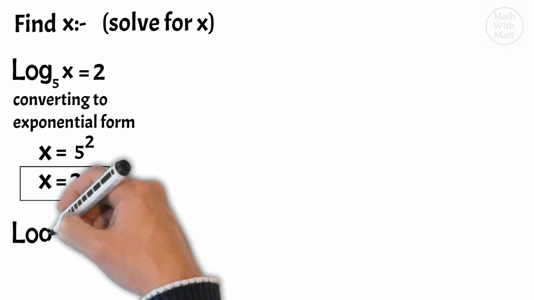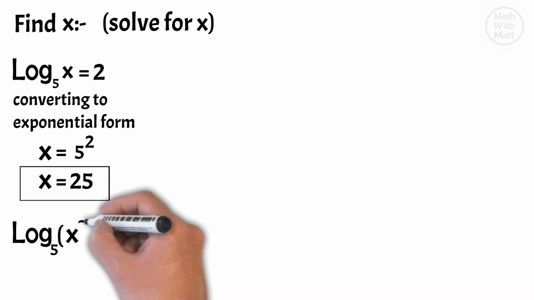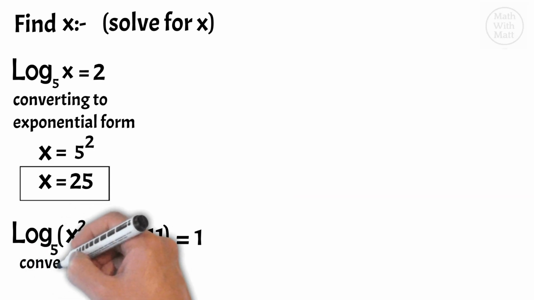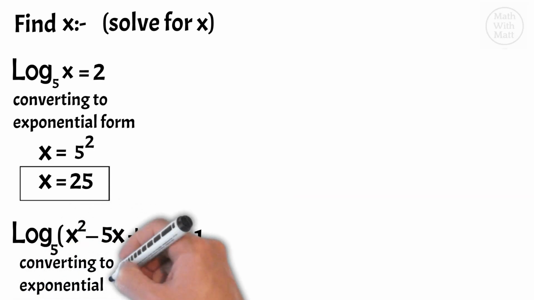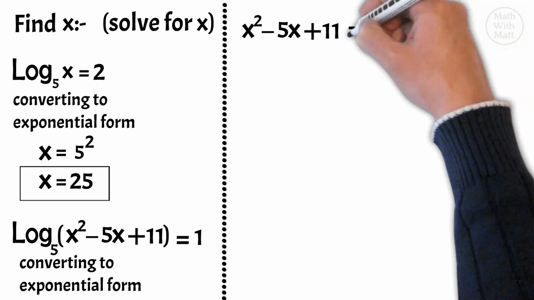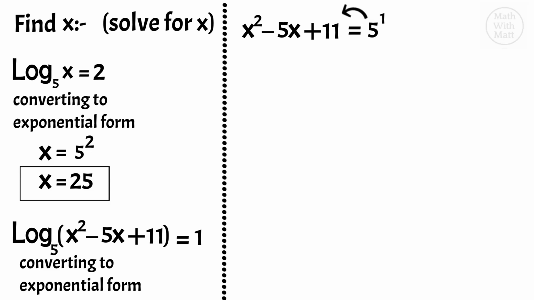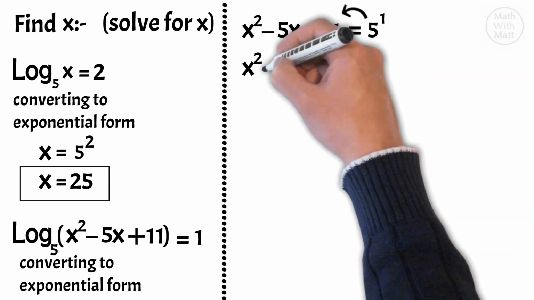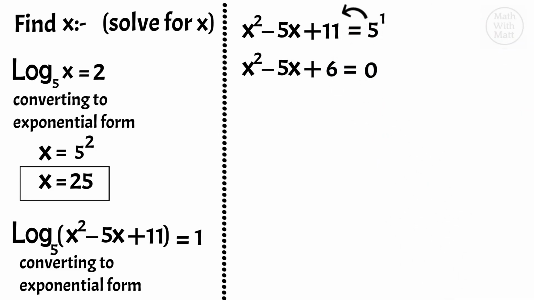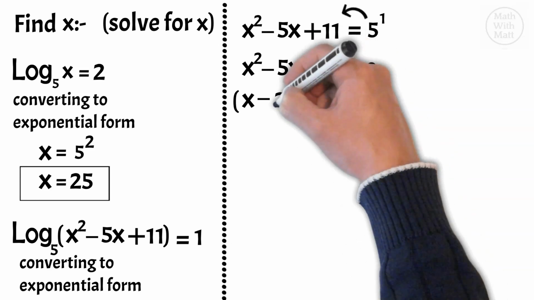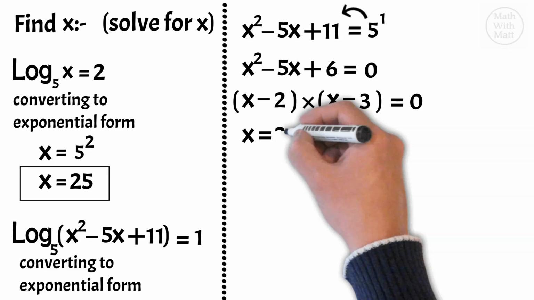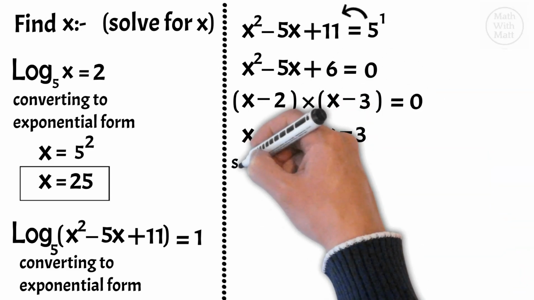Let's take another interesting problem, log to base 5 of (x squared minus 5 times x plus 11) equals 1. We convert this equation to exponential form to get x squared minus 5 times x plus 11 equals 5 to power 1. Taking 5 to the other side, which in the next step gives 11 minus 5, which comes as 6. And we now need to solve this quadratic equation to find x. We take factors 2 and 3, and to find the answer of either 2 or 3, we substitute both these values in our question to see which value satisfies the equation.